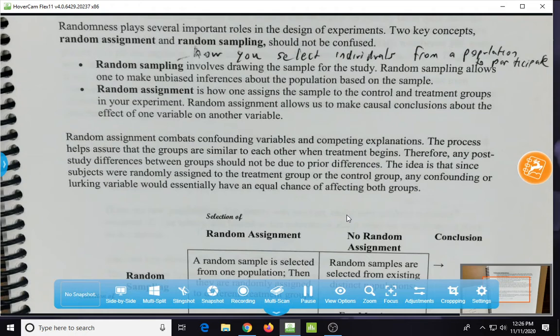So let's just have you talk to your neighbor about why random assignment helps mitigate confounding variables. You get a couple minutes to do that, because this is a key point for why you do random assignment. You guys may need to yell at each other to connect.